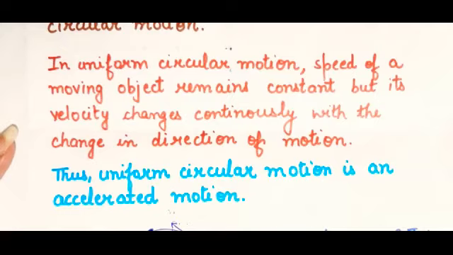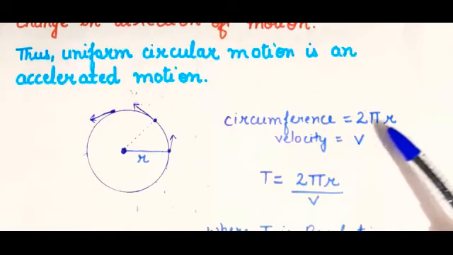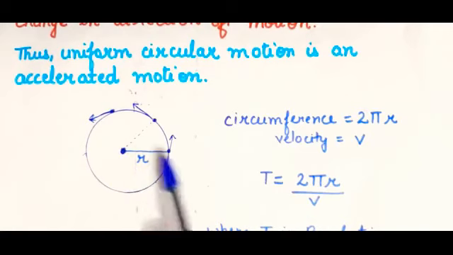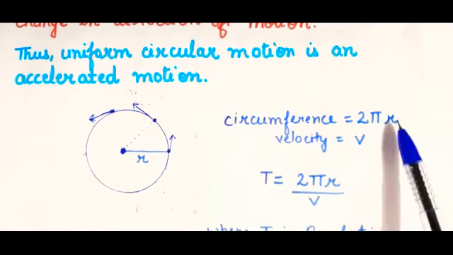Uniformly accelerated motion. Now, since it is a circle, what is the circumference of the circle? 2 pi r. And what is r? r is the distance from the center of the circle to a point on the circle, that is called the radius. So what is the circumference? That is 2 pi r.